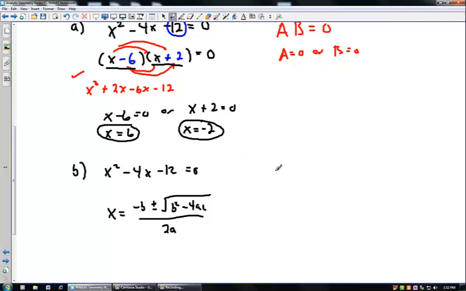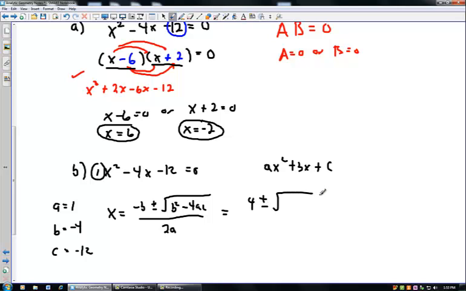And so all I need to do is identify a, b, and c. And now remember, my a, b, and c are these coefficients. So I have ax squared plus bx plus c. My a is just equal to this coefficient here, which isn't written, but there's a 1 here. And then my b is this coefficient here, which is a negative 4. And then my c is this coefficient right here, which is a negative 12. And so this is equal to a minus a negative 4, which is a positive 4, plus or minus the square root of negative 4 squared, which is 16, and then minus 4 times a, which is 1, and c, which is negative 12.